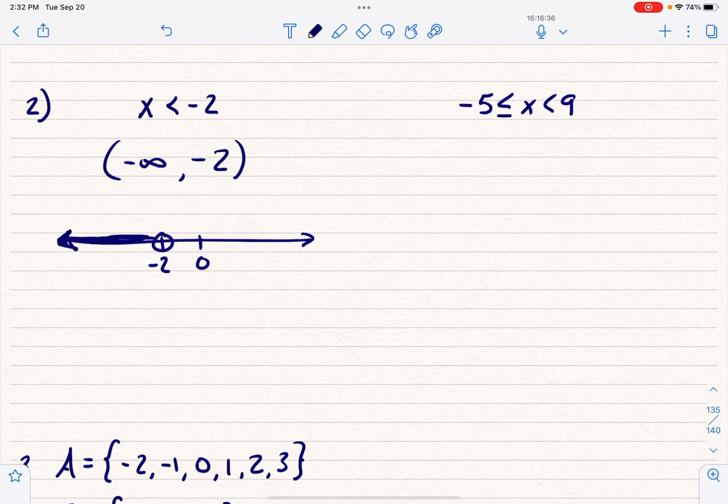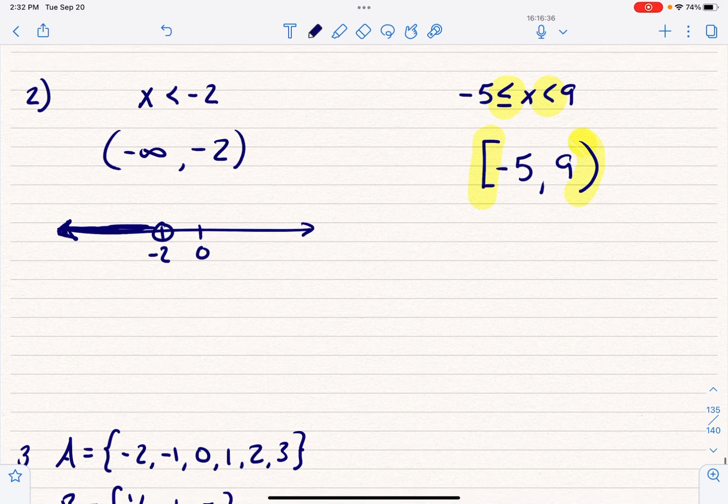Okay. All right, for this other one, it says x is in between -5 and 9, and it can include -5. Well, that means that in interval notation it's going to look like this. Again, because this bracket means that's the same thing as or equal to, and the parenthesis is the same thing as it's just got to be less than or greater than that.